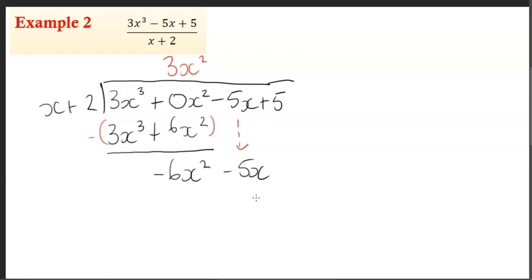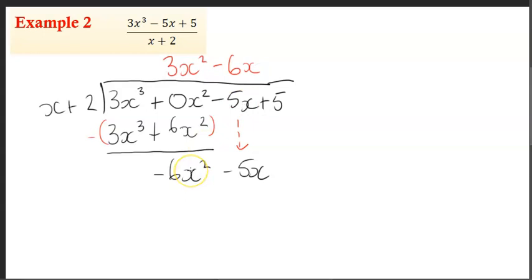6x squared or minus 6x squared? Okay, so the next part is we rinse and repeat. We're going to find out now how many of this leading term goes into this new term here, minus 6x squared. So x into minus 6x squared in this case is minus 6x.